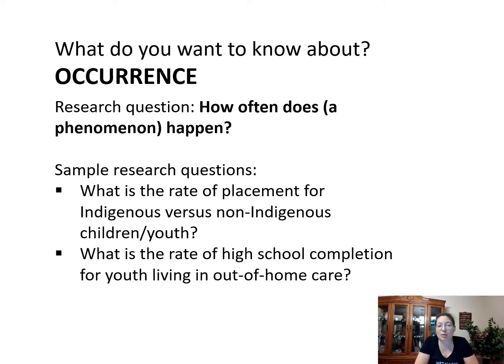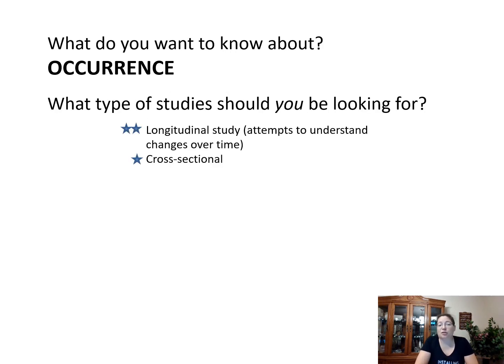For instance, if you want to know about the occurrence of something, like how often does something happen, like what is the rate of placement for Indigenous versus non-Indigenous children and youth, or what is the rate of high school completion for youth living in out-of-home care, we would consider longitudinal studies. Those are the best for this type of research question. And second best are cross-sectional studies.